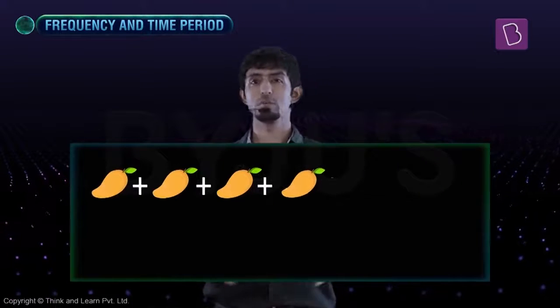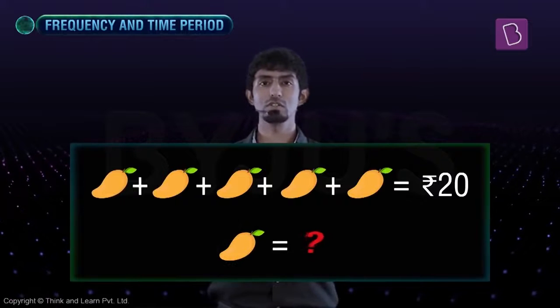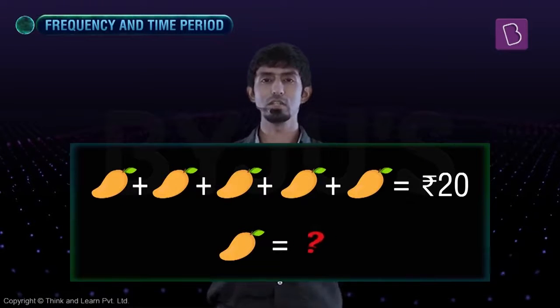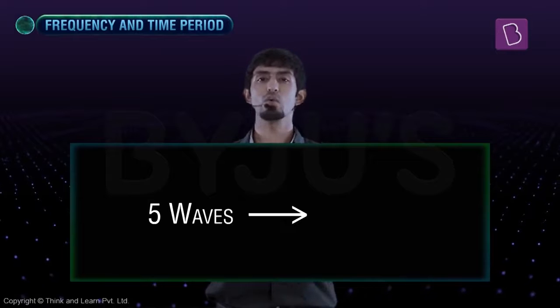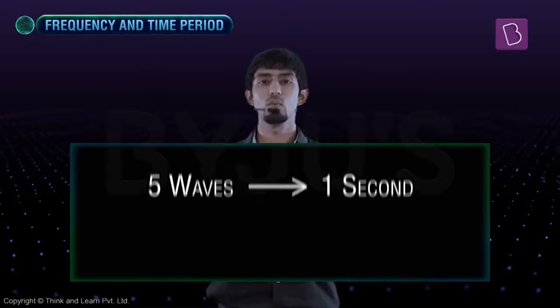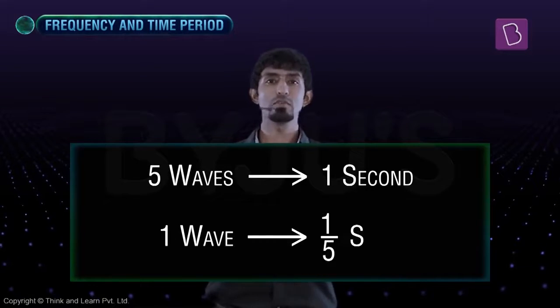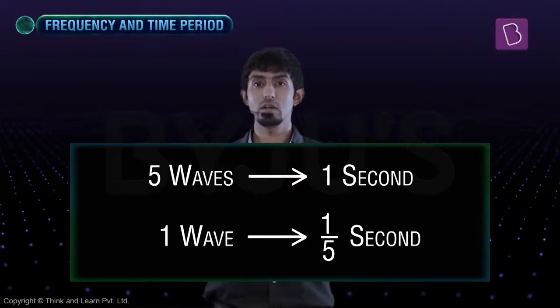This goes back to the old question, right? 5 mangoes cost 20 rupees. How much does 1 mango cost you? Yeah, you would do this pretty easily, wouldn't you? If 5 waves take 1 second, then 1 wave will take 1/5 of a second, right? It's exactly what it will take.